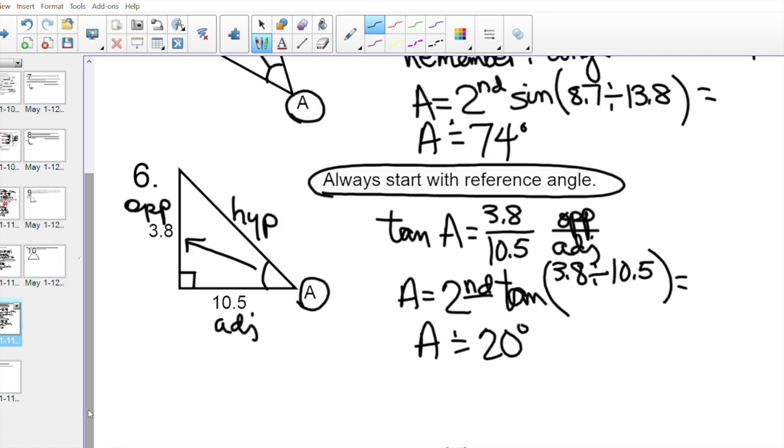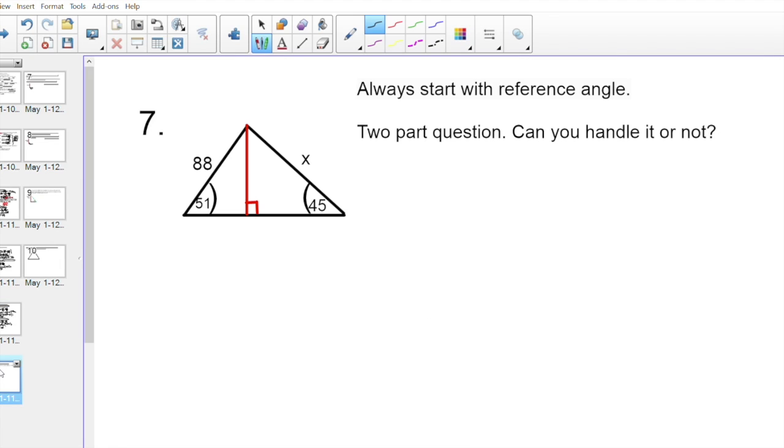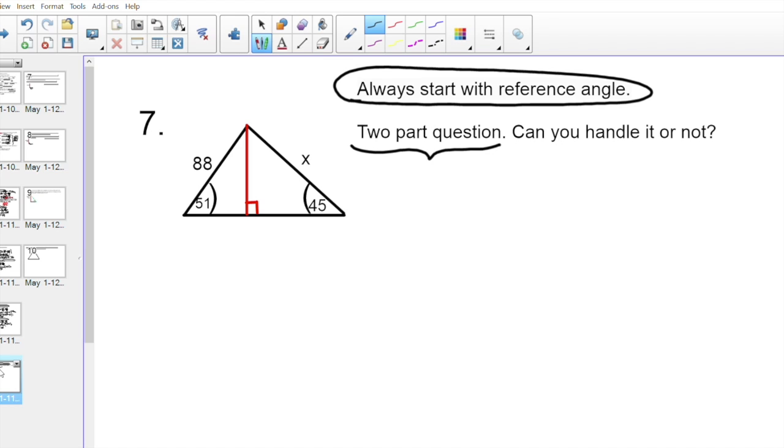Okay, there's number 6. Now let's try this last one. Again, we always start with a reference angle. But young people, this is a two-part question. You've got two things to accomplish here before you get the answer. Can you handle it? I'm hoping that the answer is yes, sir, I can do it.